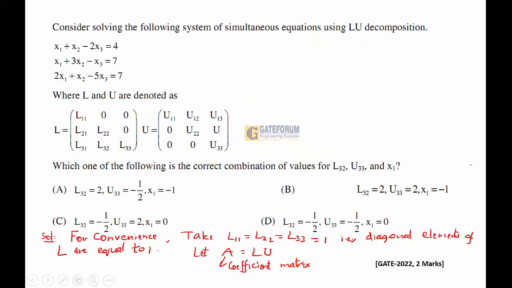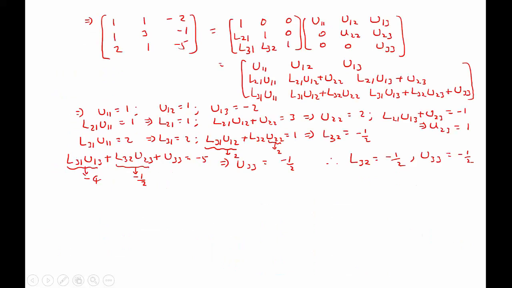Now let us see these two. Here L32 u33, this is wrong. L32 2 wrong. L32 minus half, u32 wrong. L32 minus half, and u33 minus half. So not required to find x1 is equal to 0. Why? Because these L32 u33 are only in option D. Therefore L32 is equal to minus half, u33 is equal to minus half.